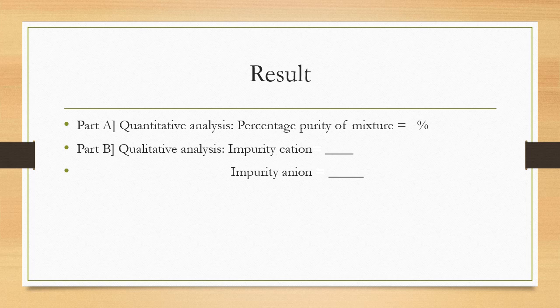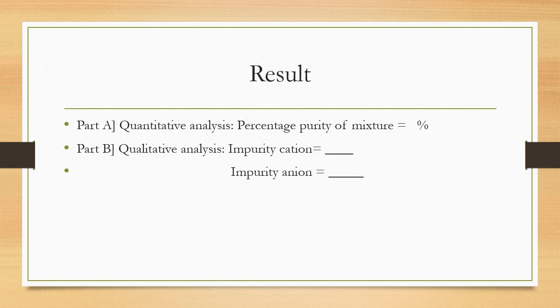Report the result. There are two parts. Part A, quantitative analysis. Here you will report percentage purity of, for example, copper sulfate 5H2O, or magnesium sulfate 7H2O, whatever it is. So percentage purity of the given mixture is equal to dash percent. And Part B will be qualitative analysis, that is, impurity cation and impurity anion you will have to record.